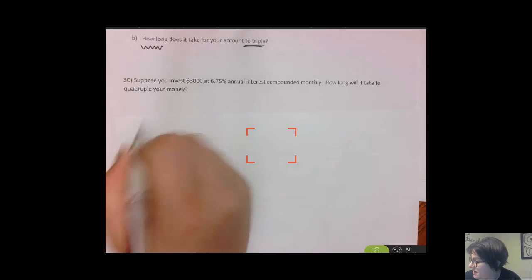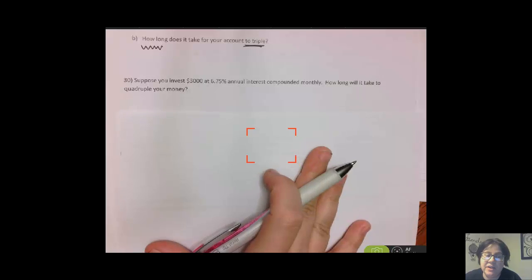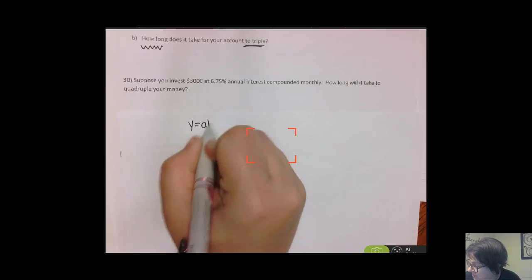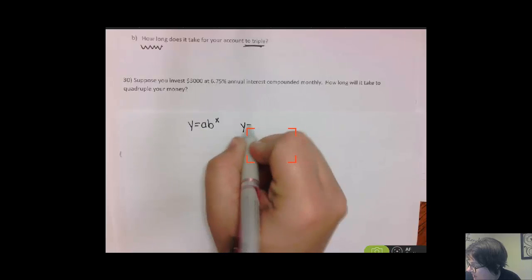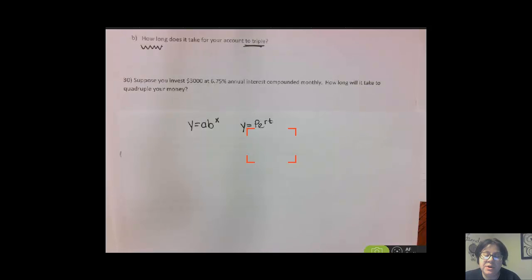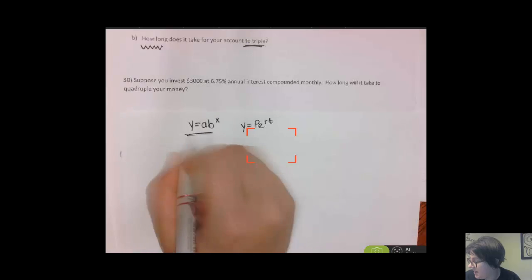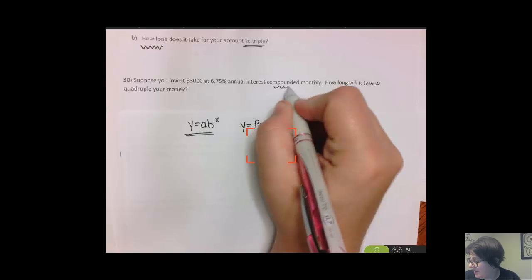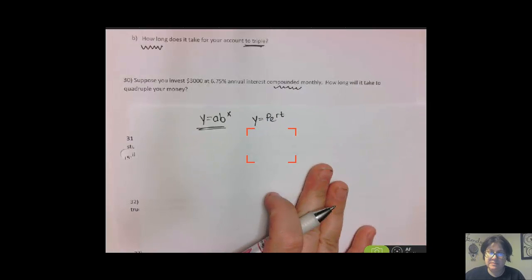All right, number 30. So we talked about that you have to decide between y equals ab to the x and y equals pe to the rt. And on this one, since it doesn't stay continuous, we're going to use ab to the x. Now, you have to be a little bit careful because we got compound and monthly in there, so just be careful when you use that.